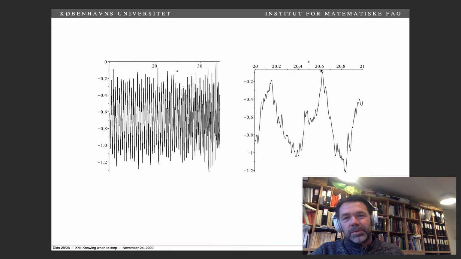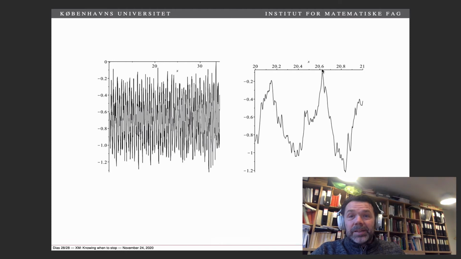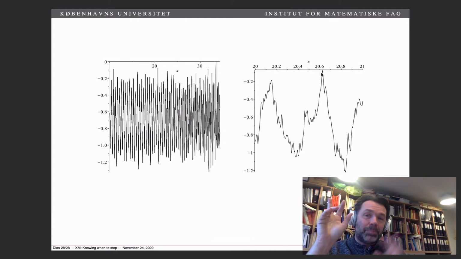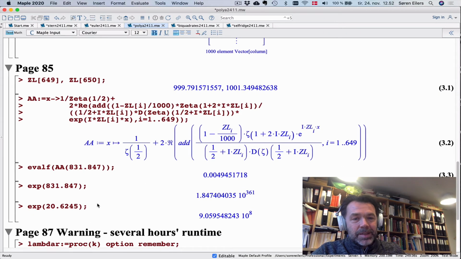And in fact, if you look at 20.6, what is it, 6,245, you get very close to 0. I mean, this is not 0. This remains negative, but this is a fairly big value of AM. And then you can go back to your experiment and say, well, e to that is somewhere in the range of 905 million. And 905 million is not completely out of the question.